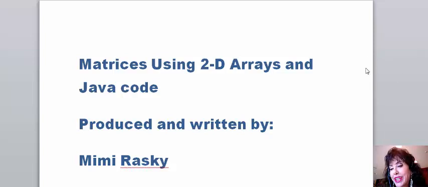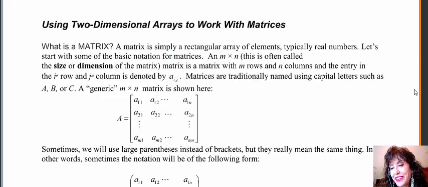Today we're going to be looking at matrices using two-dimensional arrays and Java code. Matrices in mathematics are a wonderful way to demonstrate how powerful the 2D array is in Java. So let's take a look. We're going to define what a matrix is at first here. A matrix is simply a rectangular array of elements, typically real numbers.